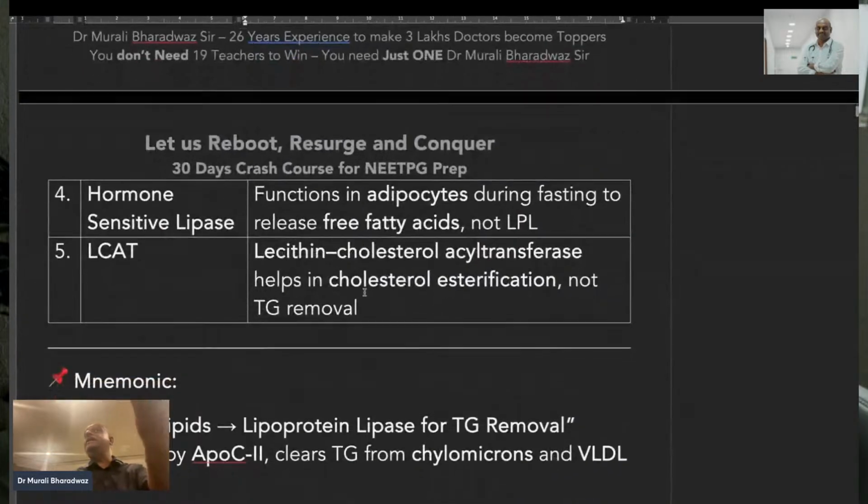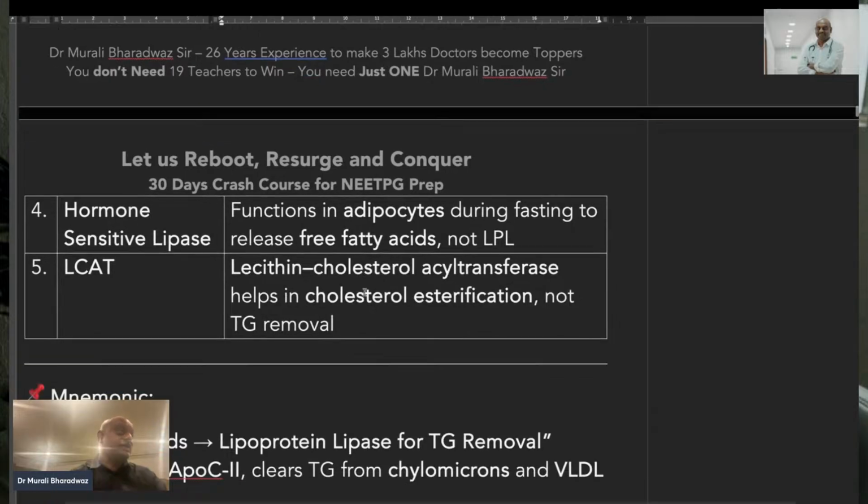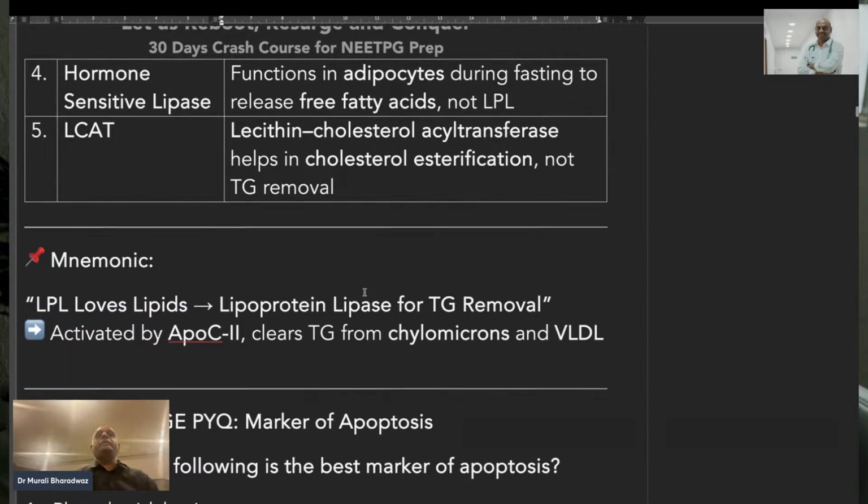And LCAT activity, lecithin cholesterol acyl transferase activity, will be there only for HDL. That's the reason it will help in esterifying the cholesterol in the peripheral tissue and bringing and depositing it in the liver. That's the reason it works as the scavenger, is what you need to remember.